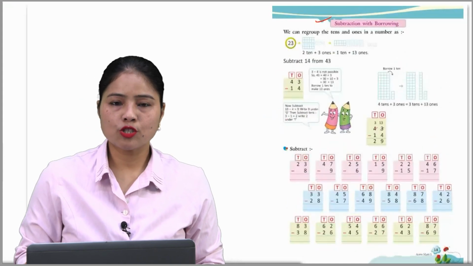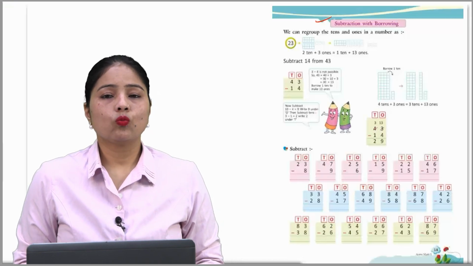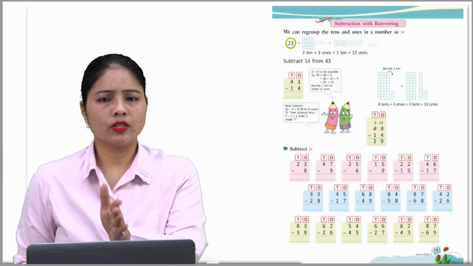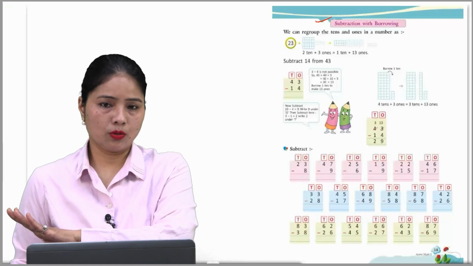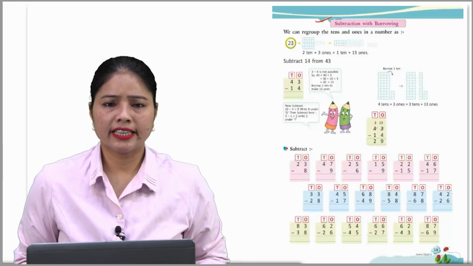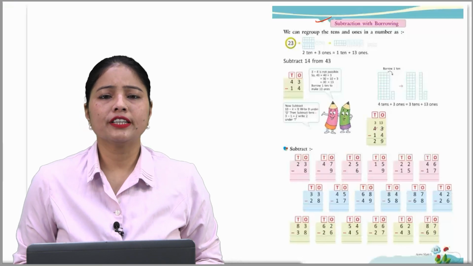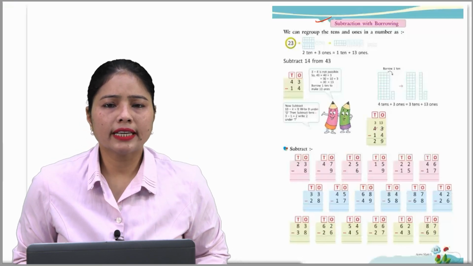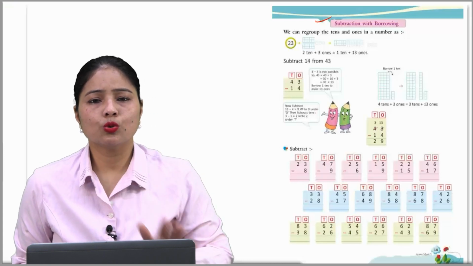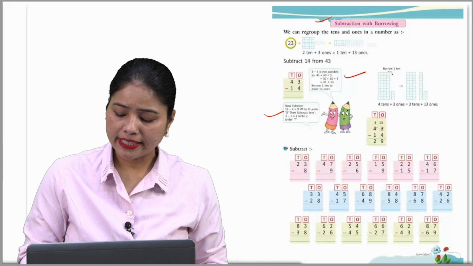So now, beta, move on to the next topic, which is subtraction with borrowing. We can regroup the tens and ones in a number like 23. So 23 is 2 tens plus 3 ones, which is equal to 1 ten plus 13 ones. Okay, subtract 14 from 43. अब 43 में से 14 को subtract करेंगे. So this is the method: 3 में से 4 you can't, it's not possible. So how is 43 made? 40 plus 3. So 30 plus 10 plus 3 is equal to 30 plus 13. So borrow 1 ten, so that it becomes 13 ones. So this is the method of that one. Just read and practice very well, beta.